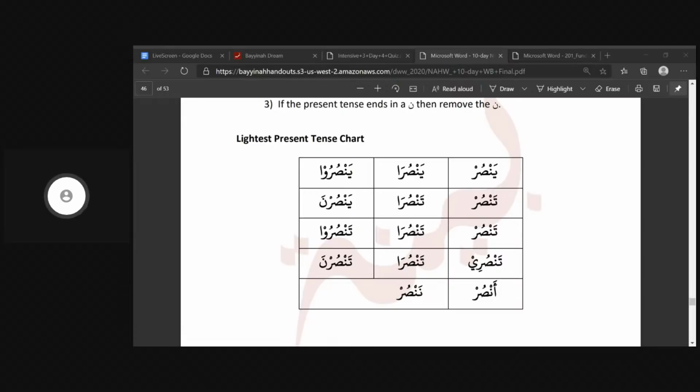Sheikh, how do I tell the difference between light and lightest? Context. Remember, nahw is context, right? We need context for nahw. I don't understand your question. Why make the word light and lightest? What is "me"?